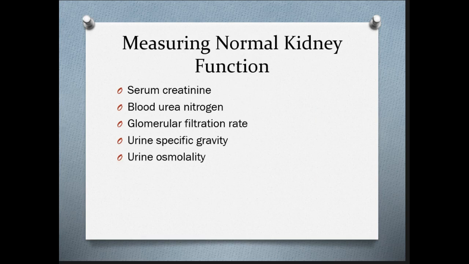When we look at how to measure normal kidney function, there are several things that are looked at. We look at serum creatinine, as this is more reliable than the blood urea nitrogen as a determinant of renal function. Creatinine is the end product of muscle and protein metabolism and is released at a constant rate. The reference interval for normal creatinine is 0.6 to 1.3 milligrams per deciliter.